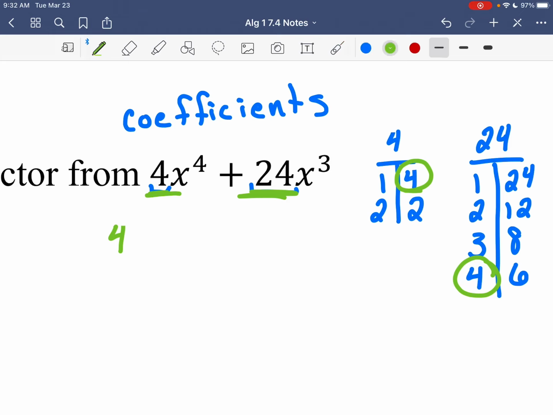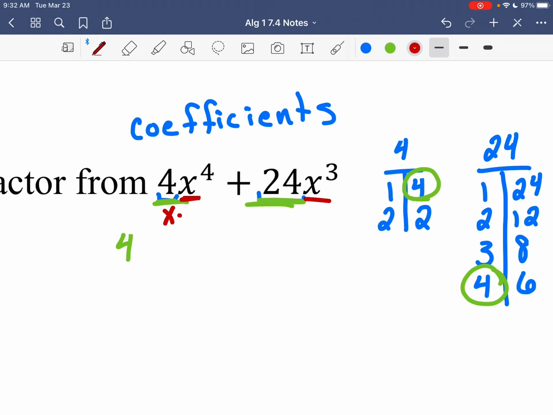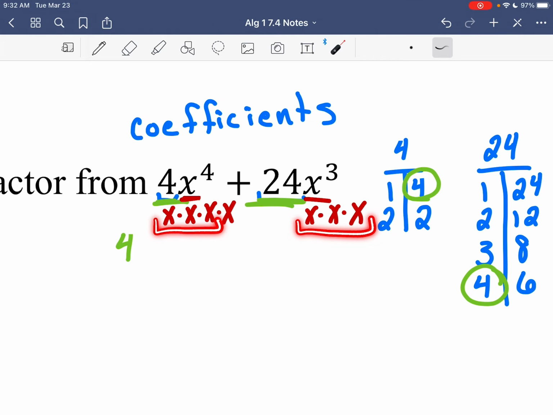Now we look at the variable parts. Here we have x to the fourth. Here we have x to the third. So really, I've got 4 x's multiplied here. Here I've got 3 x's. What's the biggest they have in common? Okay, well, these 3 can match up with these 3, but this one has an extra that this one doesn't have. So the biggest they have in common is 3 of them.